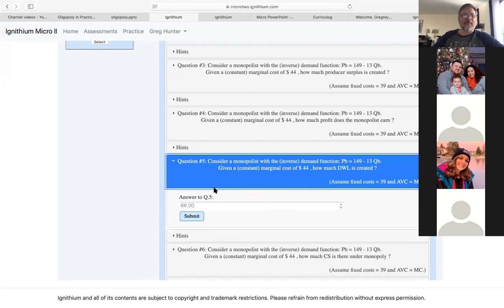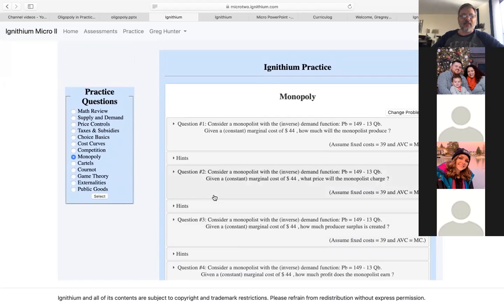You know what I mean? So what other homework has already happened for the rest of the semester on Ignitium? Yeah. Normally what I hold students responsible for turning in is the cost curves, the monopoly, the cartel, the Cournot, and then like these last three we normally don't get to. Okay. And the next assessment I give you is going to be cost curves, monopoly, cartels, and Cournot.